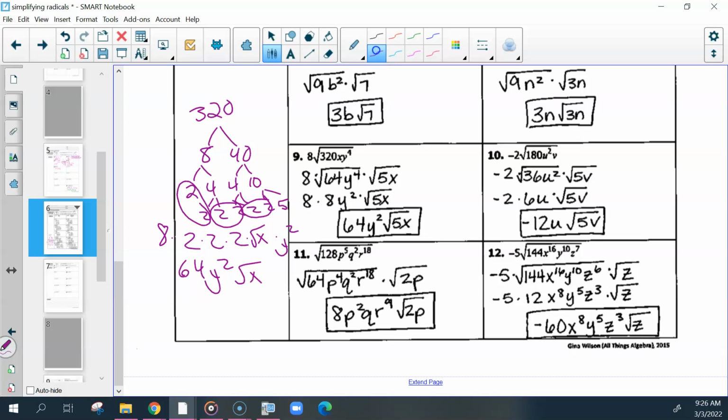And then, oh, I forgot about that. Oh, I did forget about the 5 too. So this should have been times the square root of 5. When you break it down like this, make sure you don't lose any of your stuff. It's very easy to lose a lot of your stuff because you have so many numbers, especially with big numbers.